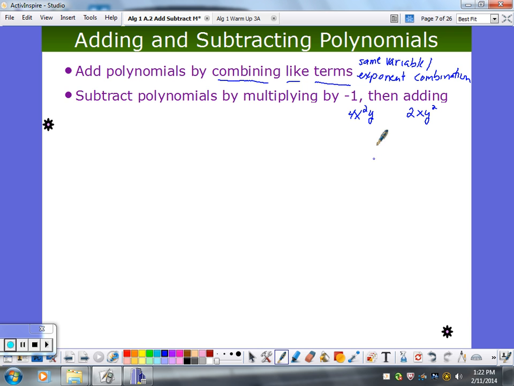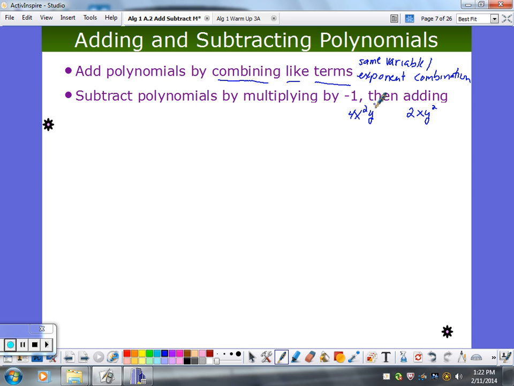Same variable, exponent combinations? Why? What's different about them? Even though I have the same variables, this x is squared, this one isn't. This y isn't squared, but this one is. Not like terms.